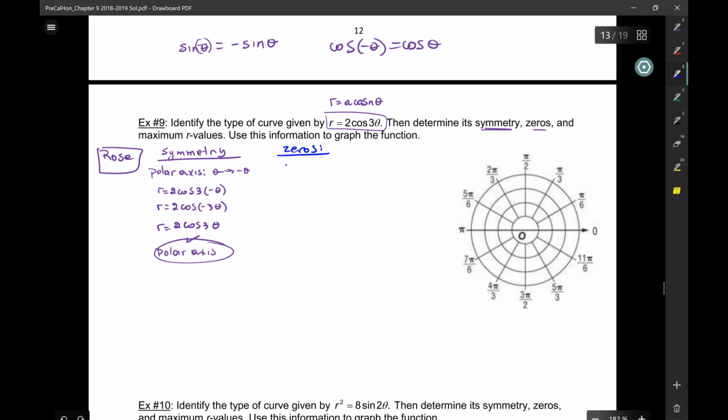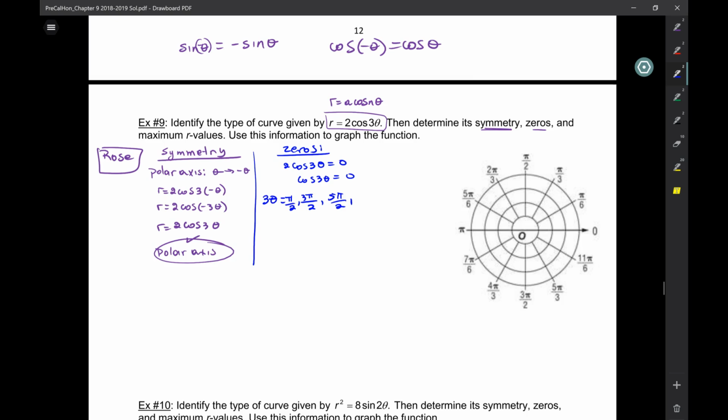Okay, let's do zeros. To set it equal to 0, to find the zeros, we have to set this equal to 0. So cosine of 3 theta is equal to 0. Where is cosine 0? Cosine is 0 at pi over 2, 3 pi over 2, 5 pi over 2. You have to keep going. We have to divide, right? So you have to keep going until you get 2 pi in the end.